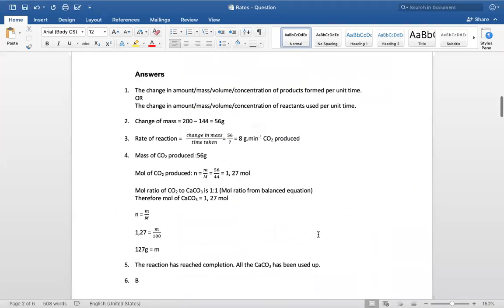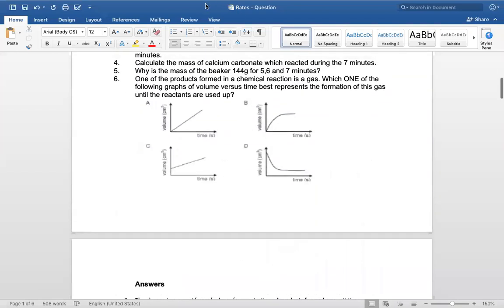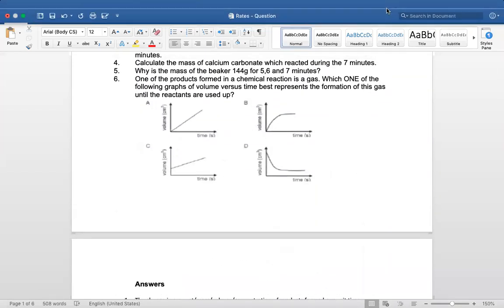So there are the answers that we've got. The reaction has reached completion. All the calcium carbonate has been used up. And B will be the best example of the gas of carbon dioxide that is being released. Okay, we'll stop there for now.